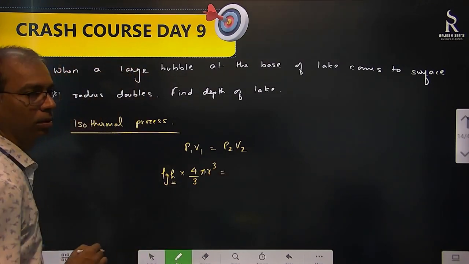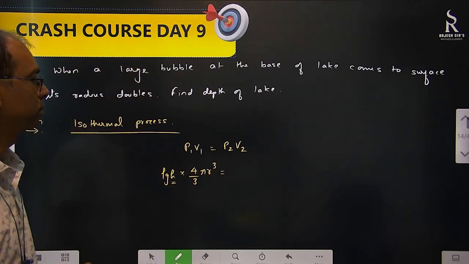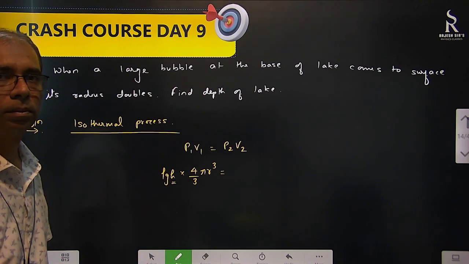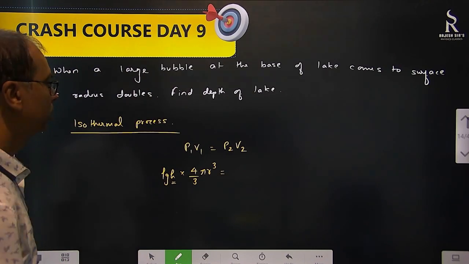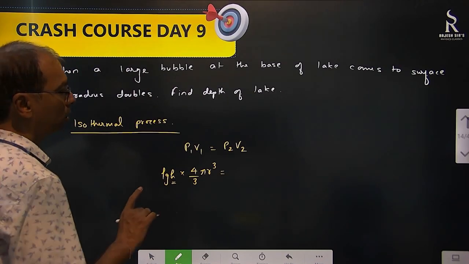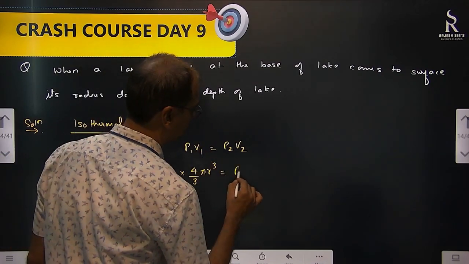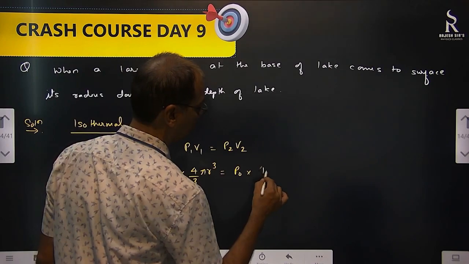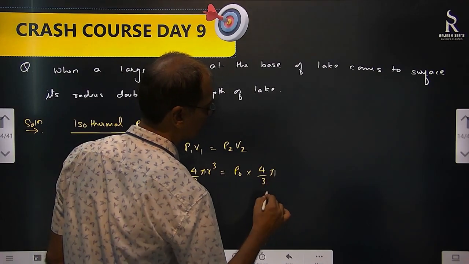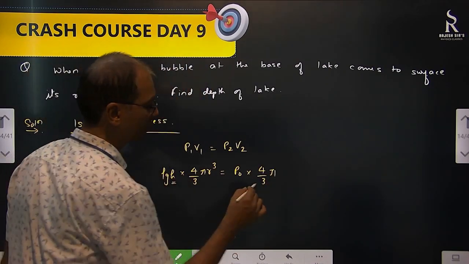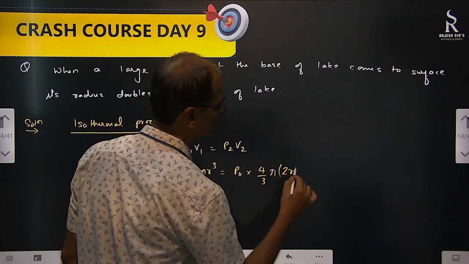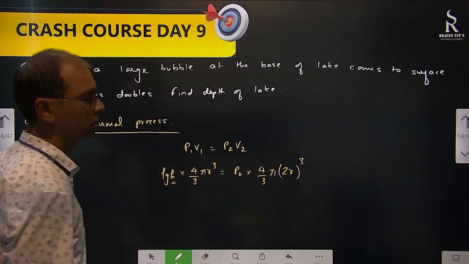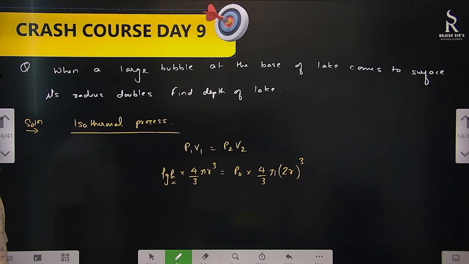Now at the top, what is the pressure? P naught, right? P naught. Now this one, P naught here into 4/3 pi 2r whole cube. Correct or not? Clear?